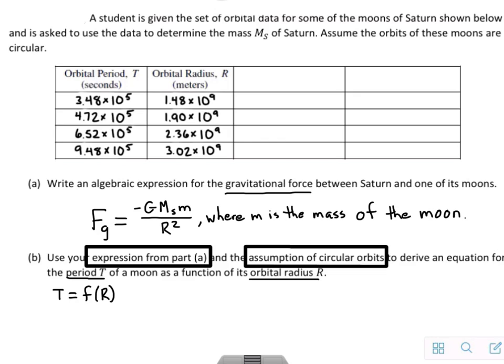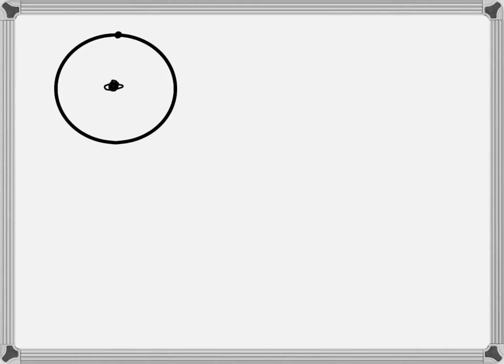Okay, now let's see what we can come up with. I'm going to go ahead and create a new slide just for this step. So let's go ahead and draw Saturn and one of its moons in orbit around Saturn. So here's Saturn. I even drew a little bit of a ring there. And then this is the moon up here.